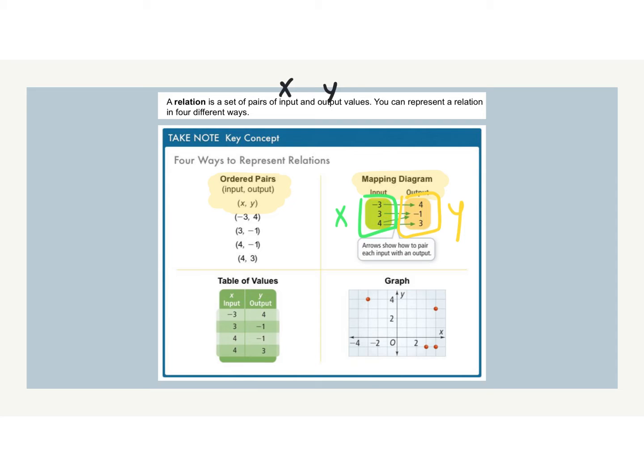You have a table of values, again, your input and output, your x and y's. And then you could have a graph, which is just points of your coordinate pair. So this would be like, I guess this would be 4, 3, because it's your x and your y. So 4 different ways to represent relations. All of them have to do with x and y's, your input and your output.